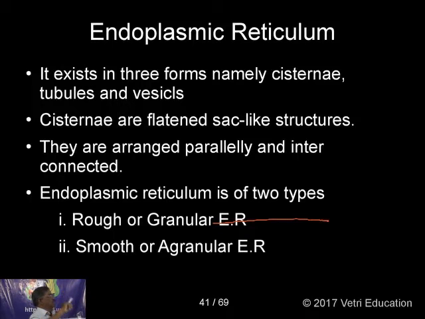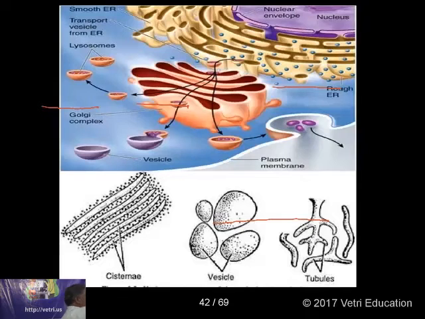It exists in three forms, namely cisternae, tubules and vesicles. You remember, three: cisternae, tubules and vesicles. Cisternae are the flattened sac-like structures. They are arranged parallelly and interconnected. So those are called the cisternae. The tubules are tube-like structures, vesicles are vesicular structures. That's all.